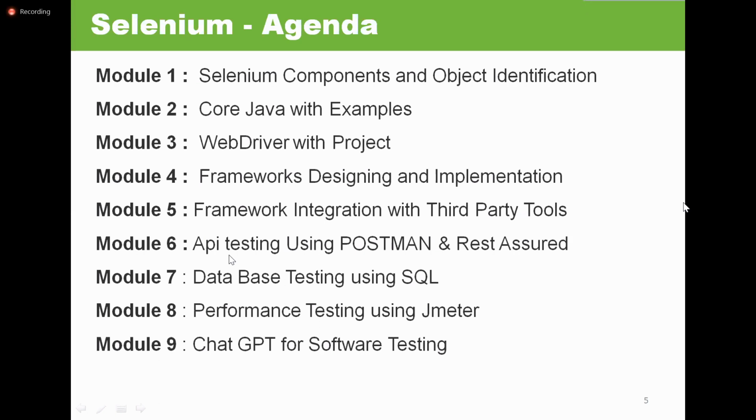So we have to take care of API testing with the help of Postman and Rest Assured. With API testing, we need to begin to understand by having Postman and Rest Assured. Then you will be taking up database testing using SQL, and then it will take care of performance testing using JMeter.